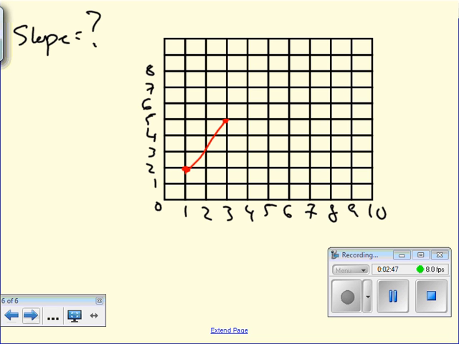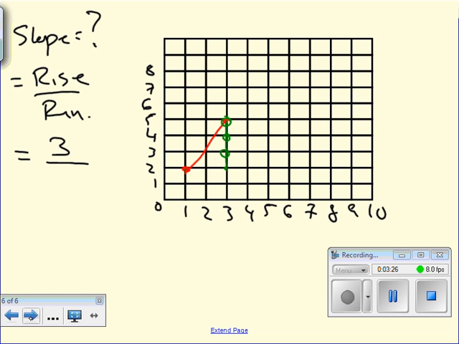So the slope is going to equal the rise over the run. Now the rise is how many squares does my slope go up. So I'm going to count from here, from the top, and down. So I have, going from here, 1, 2, 3 squares. So my rise is equal to 3.